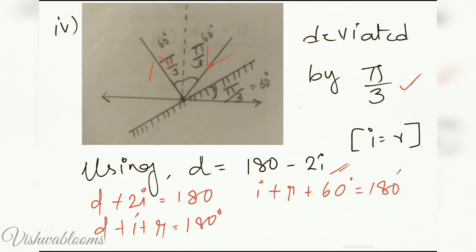Now instead of writing i plus r, I'll write 2i only, because we can easily get to know. So 2i is equal to 180 minus 60, which is nothing but 120. Now what is i? It's nothing but 60 degree. Am I correct? i is 60 degree. That is, r is also 60 degree, because i is equal to r.